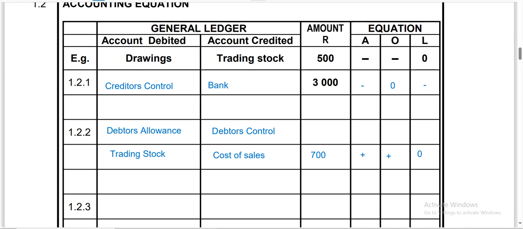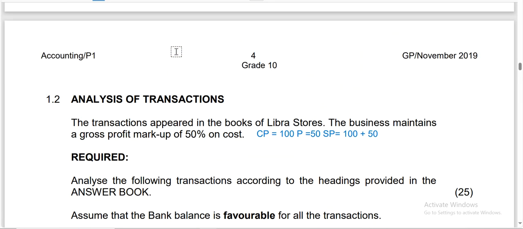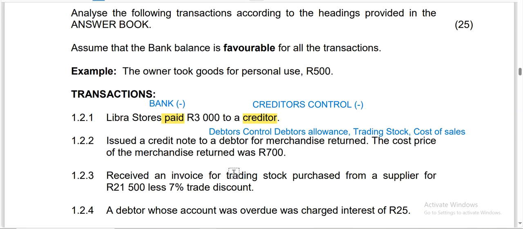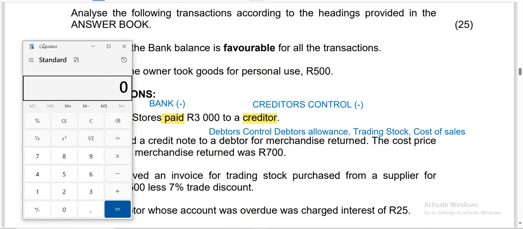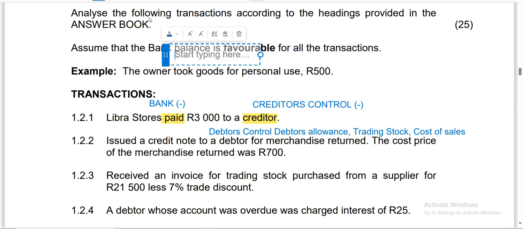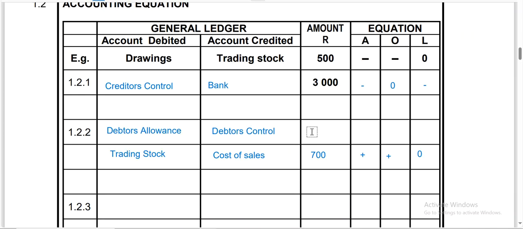So it will be a plus in owner's equity and nothing in liabilities. Okay, and then from there we have to use the markup to get the selling price. So you are going to say, I'm going to put the calculator here. You are going to say 150 divide by 100 multiply by 700. It is going to give you 1050. So that 1050 will come here as the selling price. Now remember, debtors allowance, guys, it is an owner's equity account.